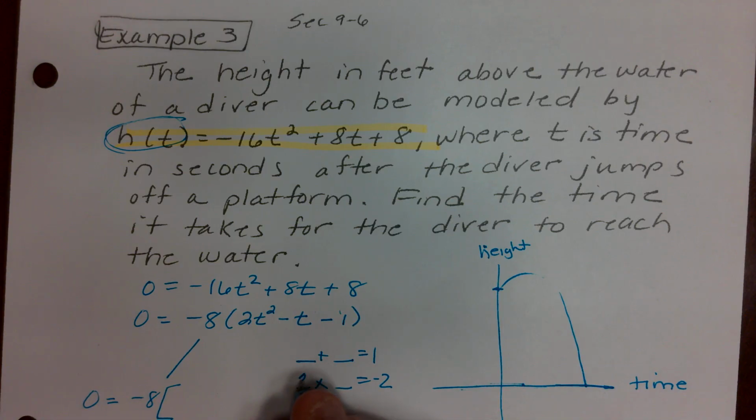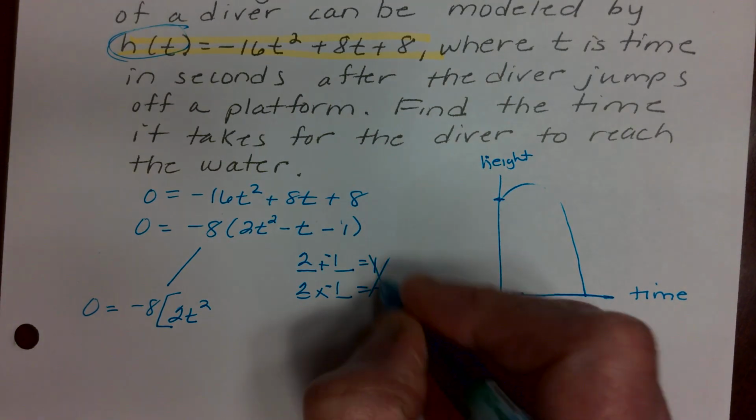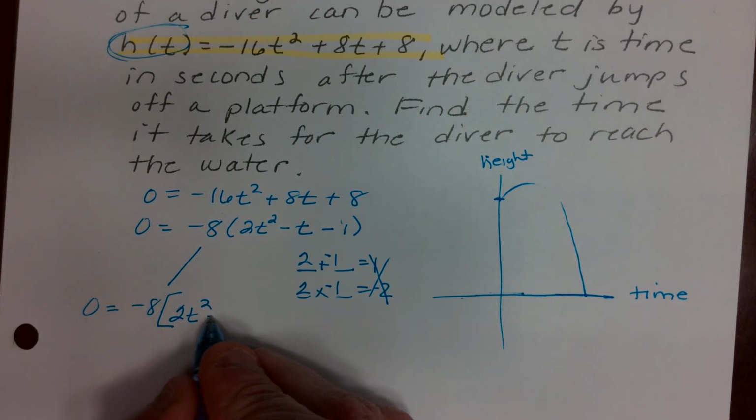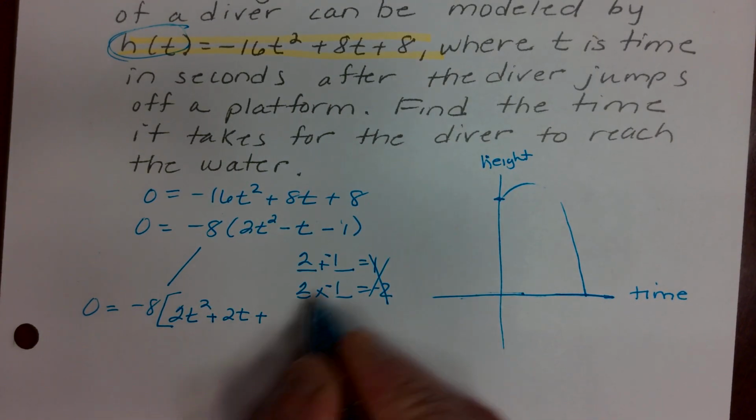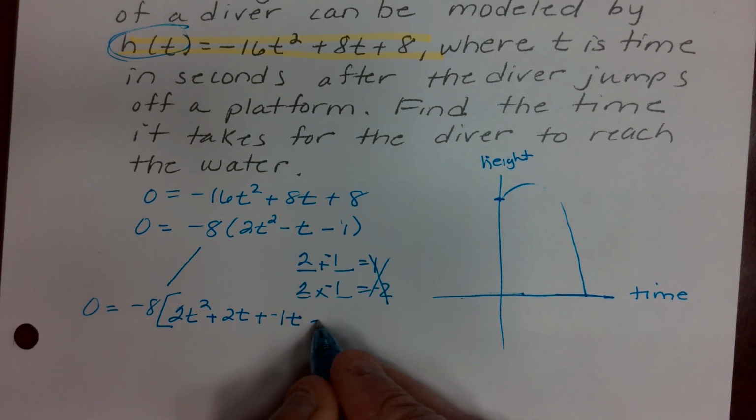Well, 2 times 1, 2 and 1, and I need a positive 1, negative, so this is going to be a negative. Okay, so remember with box 2, we rewrite the first one. And then I take out this middle term and I put that other 2 in place of it. So I replace it with those. So plus 2t plus a -1t, and then you put the last term in, minus 1.